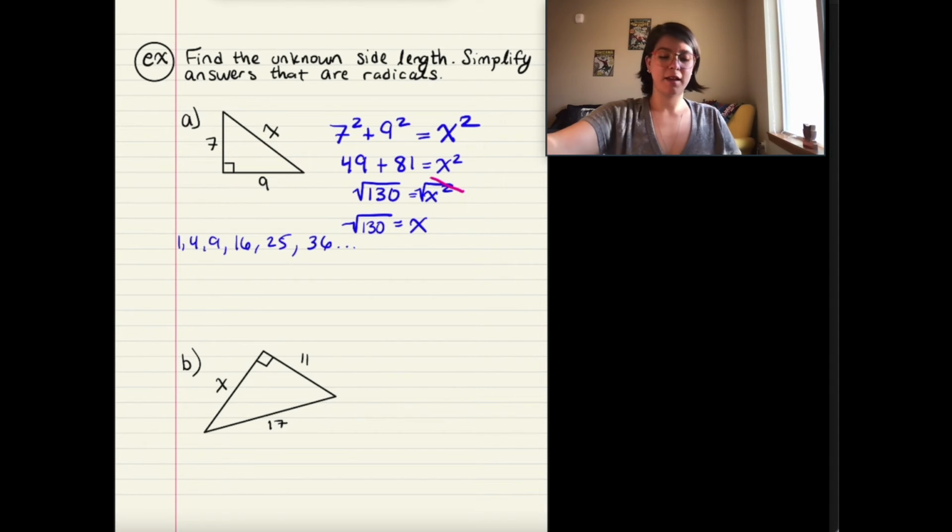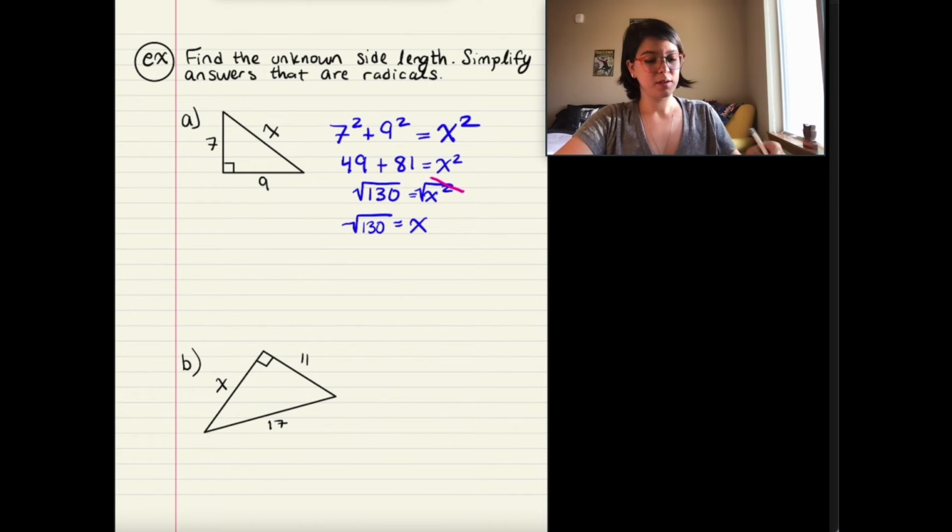So it doesn't look like 130 has a factor that's a perfect square. So we can't simplify this any, so we'll just leave it like this. See if you can do part B on your own.